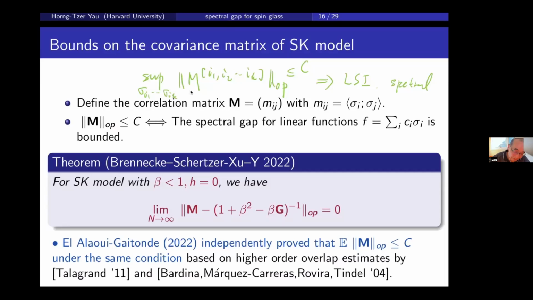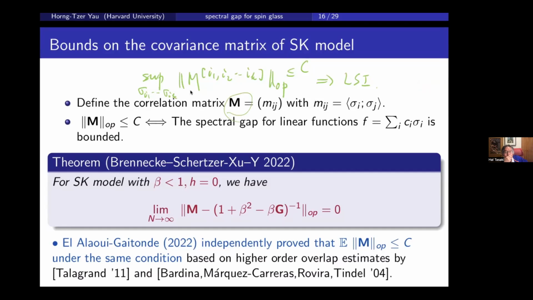This was not exactly a theorem, but people believe that this is correct, and so to understand this correlation matrix, it's actually quite important.